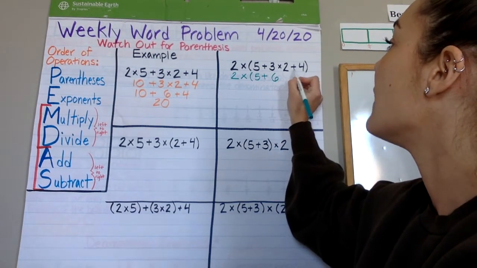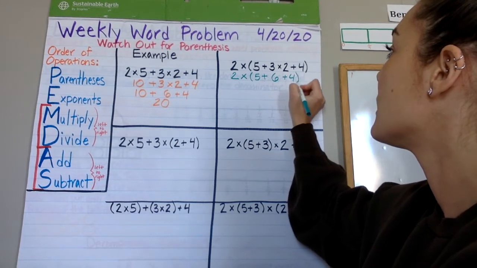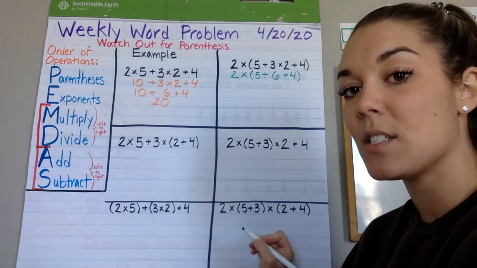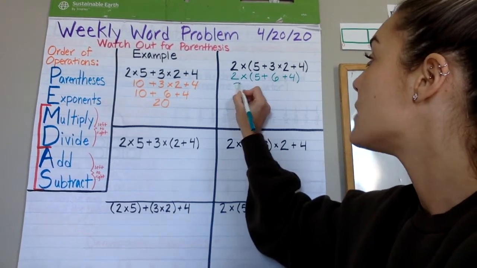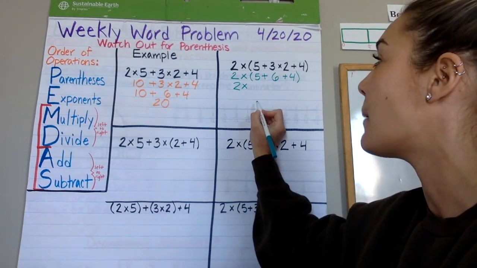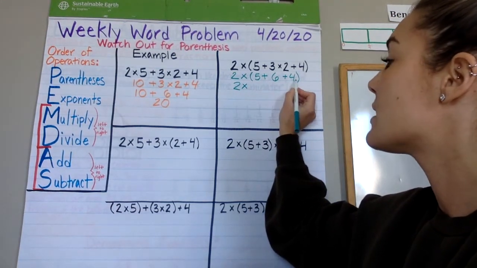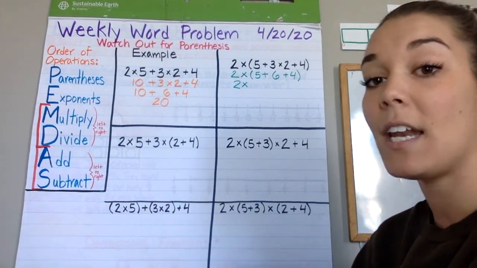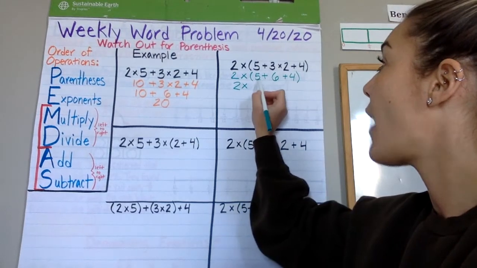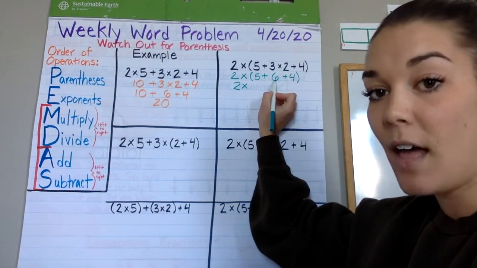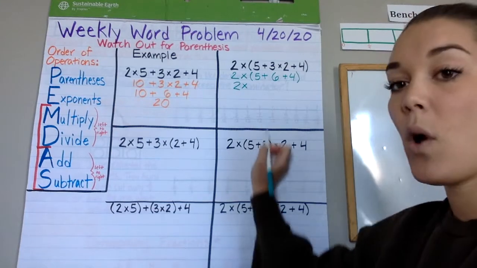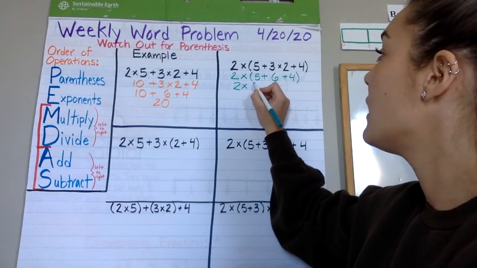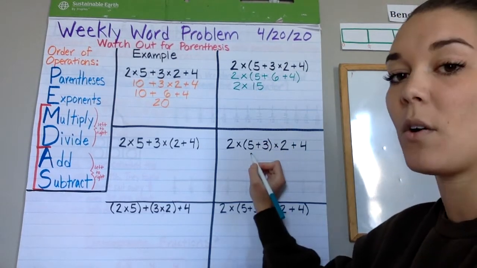is 6, and then I write the remaining part of the expression. Okay? Now, I still haven't solved everything that's in my parentheses, so I'm still going to need to work on that. So my 2 times stays the same, and now I'm going to solve for this. I have no more multiplication or division. I only have addition, so I can go ahead and add that, okay? So I have 5 plus 6, that's 11, and then 11 plus 4, 11, 12, 13, 14, 15. So that's going to be 15, okay?